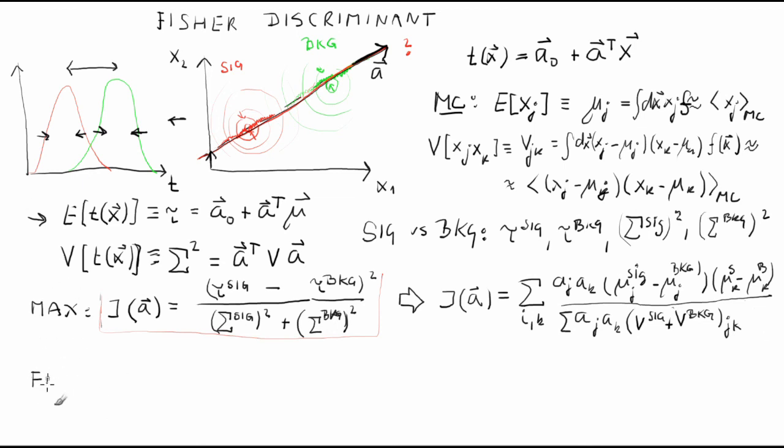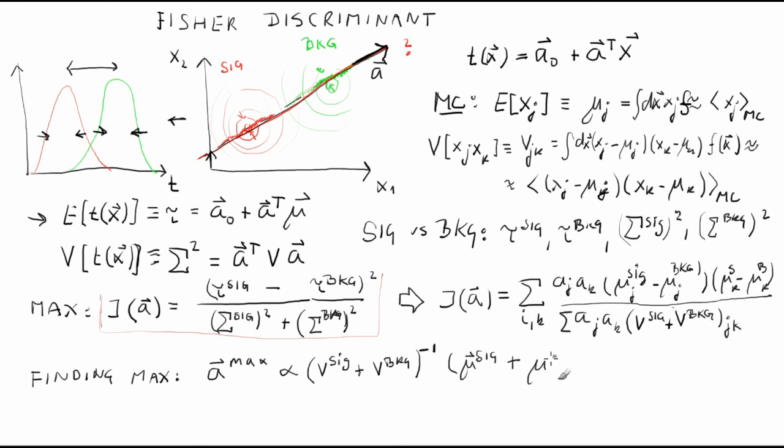Let's find the maximum of J by requiring its gradient to be 0. The condition yields a vector max proportional to the inverse of the sum of covariance matrices, V signal plus V background, times mu signal vector minus mu background vector. Quite an elegant result, isn't it?